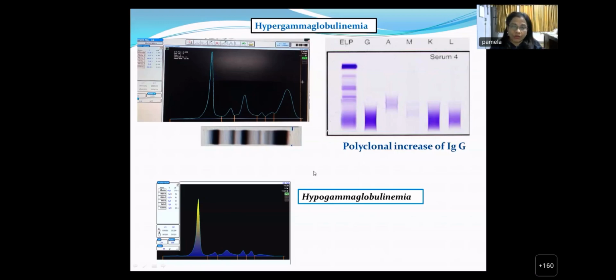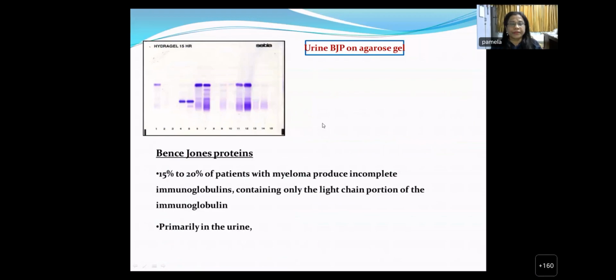Opposite to this, a patient can have another type. This is hypogammaglobulinemia. There is no M band here, but the patient has very little immunoglobulins. A third type of test that is done is the urine Bence-Jones protein on an agarose gel. This is a gel which has 15 different patient samples. A normal person will not have any bands showing on the strip.